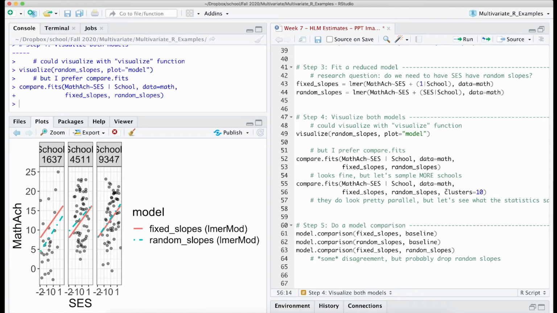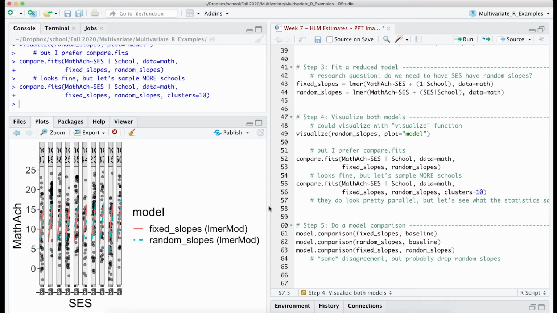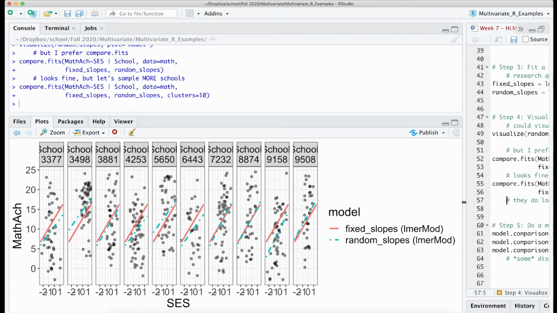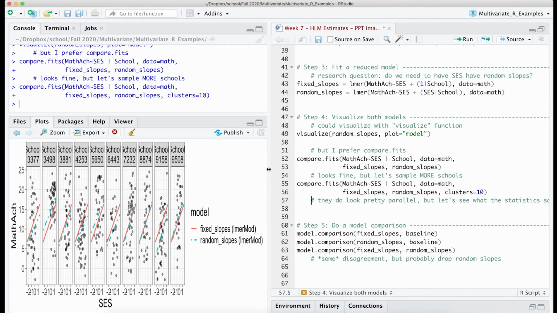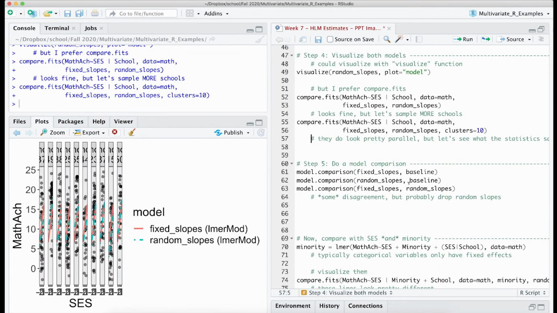To do that, you can just type in clusters equals and then whatever number you want. We're just going to look at 10 here. It's probably going to be a big plot because it has a panel for each of the 10 schools. If we let that refresh, we see that across these 10 schools, for the most part, the 2 predictions look pretty similar. So that, again, is further evidence to me that we could probably just model the socioeconomic status as a fixed effect. And we could supplement our visual analysis with some statistics.